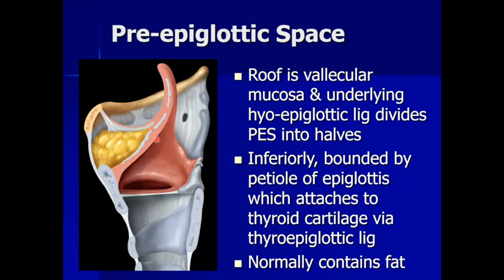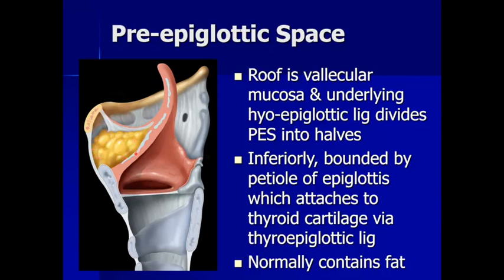This is a sagittal depiction of the larynx cut in half. You can see here's the pre-epiglottic space. Its roof is the vallecula. This is the epiglottis. You have a suprahyoid portion, but the infrahyoid portion makes the floor of the pre-epiglottic space. There's a very important ligament underneath the vallecula called the hyoepiglottic ligament, which is very important for stopping tumor spread, and I'll show you examples.